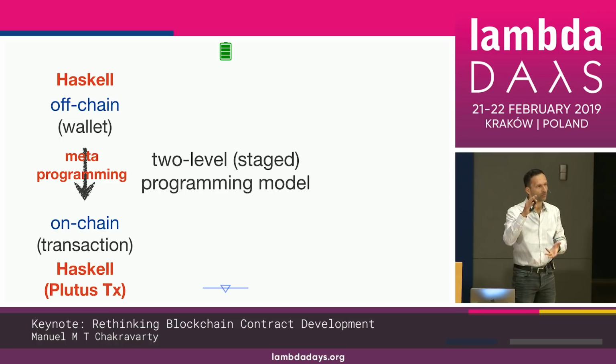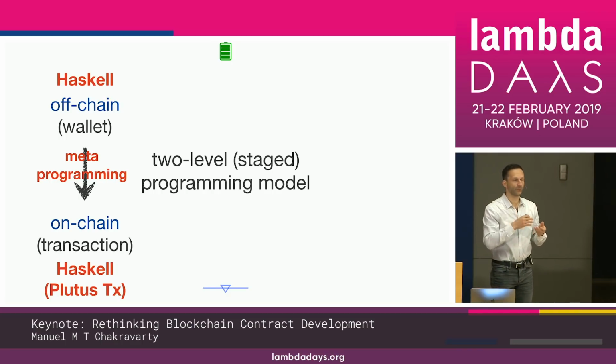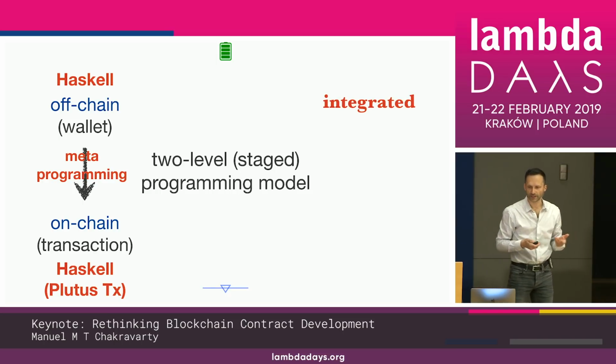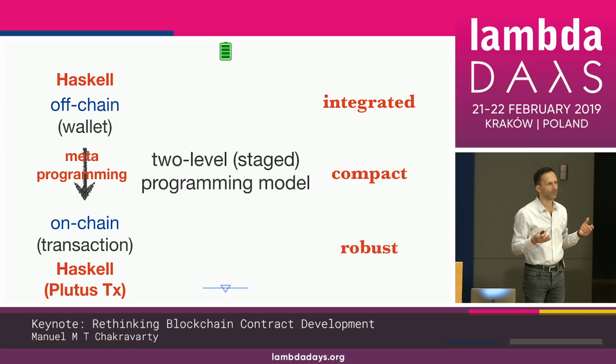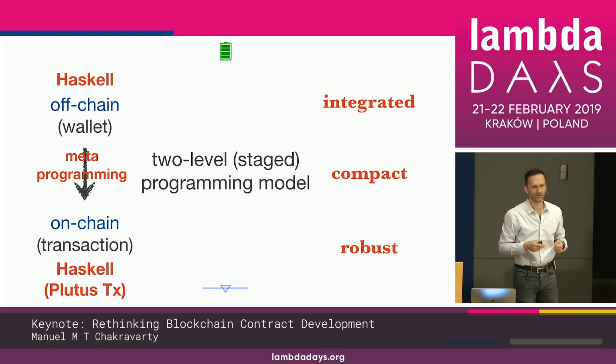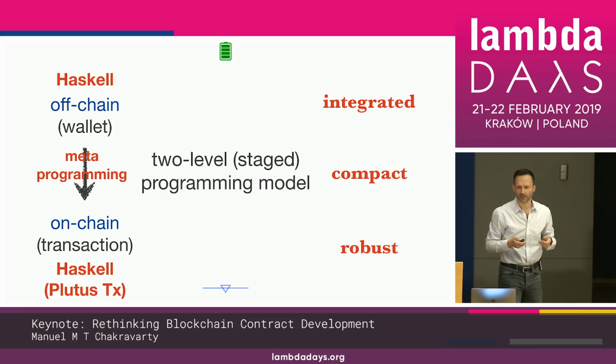So we get one programming environment, one program, which is staged. The outer part for the off-chain code, the inner part for the on-chain code. Then we can move code between the two. So it's integrated. It gets much more compact. And it also gets much more robust because there's actually a type checker looking at both pieces of code and making sure they fit together. That's a big win. So let me show you how that looks like.